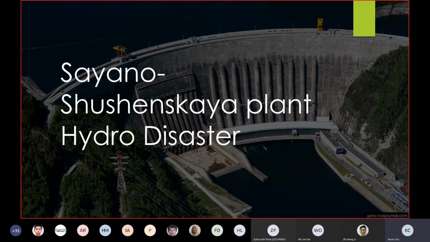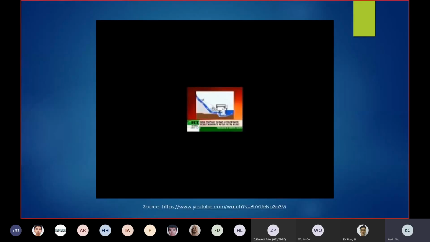Here, I want to share an incident related to a liquid pressure surge or water hammer, which is the Sayano-Shushenskaya hydro disaster. Sayano-Shushenskaya is one of the largest hydroelectric dams in Russia. It is located in southern Siberia. This incident happened in 2009, about 11 years ago. So let's watch a video regarding this incident.